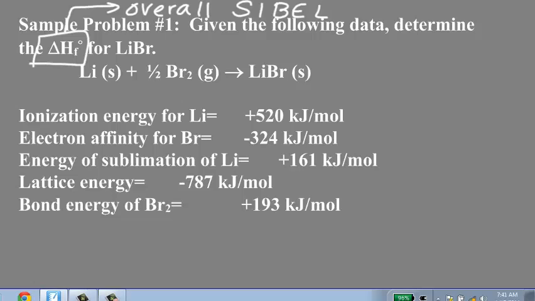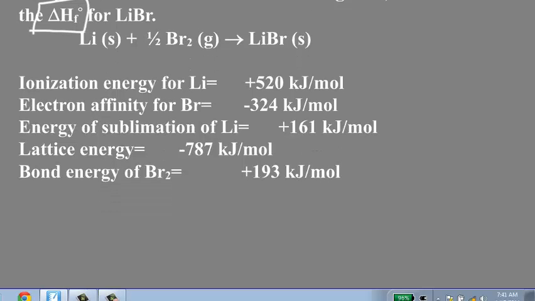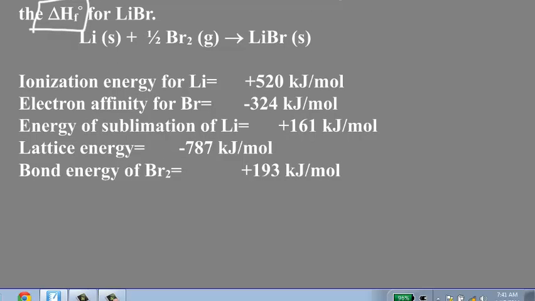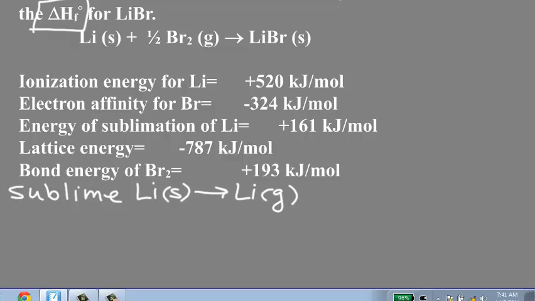Okay? And they list all the stuff. So first step, we need to sublime the metal, right? Sublime. And who's our metal? Li. So we're going to take Li solid and turn it into Li gas. And they gave us the energy associated with that sublimation. See it there? Energy of sublimation, it's 161.